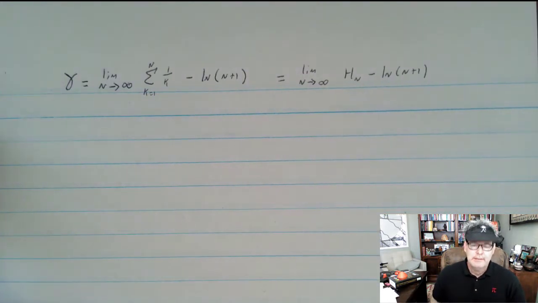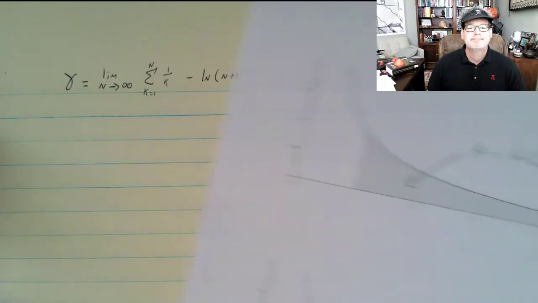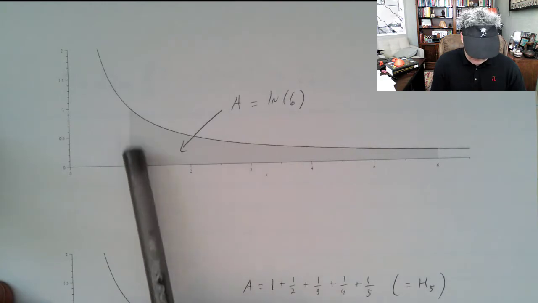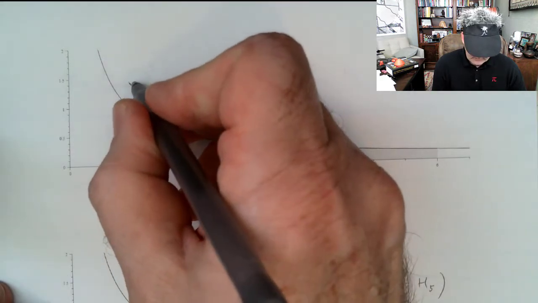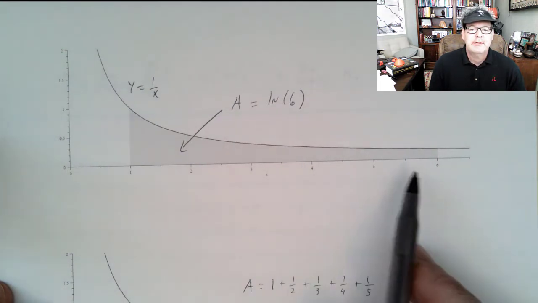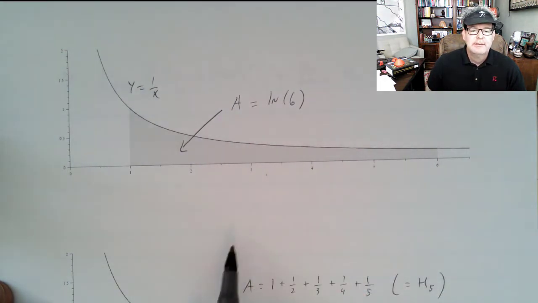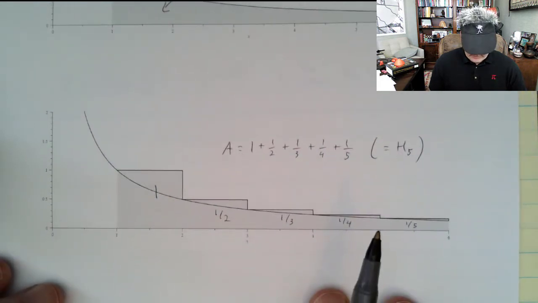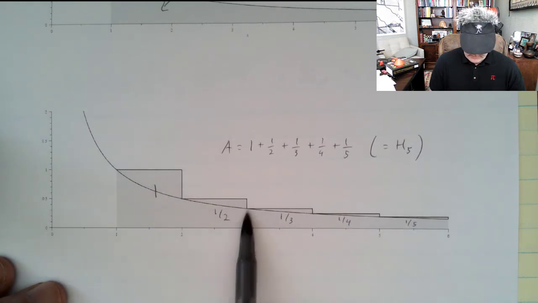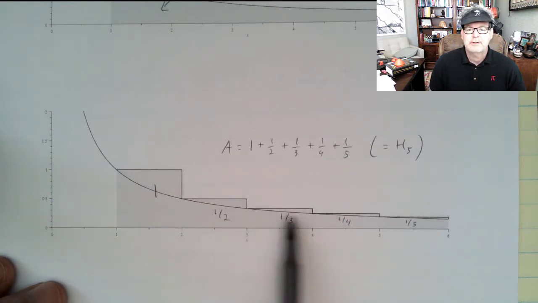Pictorially, we've got n plus 1 here and an n there. Why that? Well, it's a little better if we look at the graph. If I graph, say, y equals 1 over x, there it is. The area under the curve from 1 to 6 will be natural log 6. And if I look at the step function, first with height 1, and then with height 1/2, and then 1/3, it's always going to be at that intersection there.